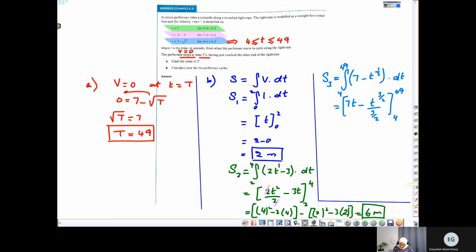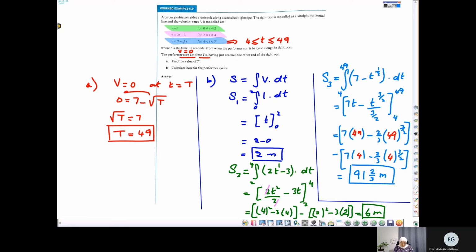I can write it now as 7 brackets minus 2/3 brackets power 3 over 2 minus, this is the first box brackets, and this is the second box brackets, 7 brackets minus 2/3 brackets power 3 over 2. In the first brackets, you substitute upper minus lower. 49, 49, and here 4s.